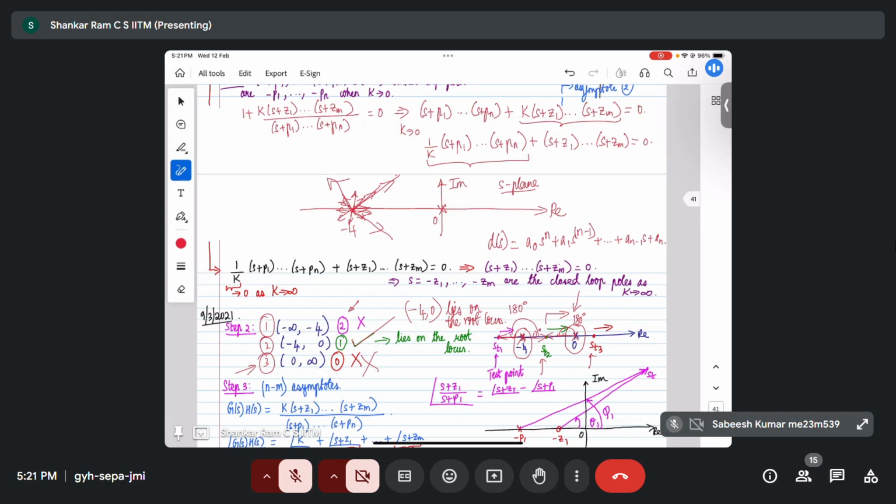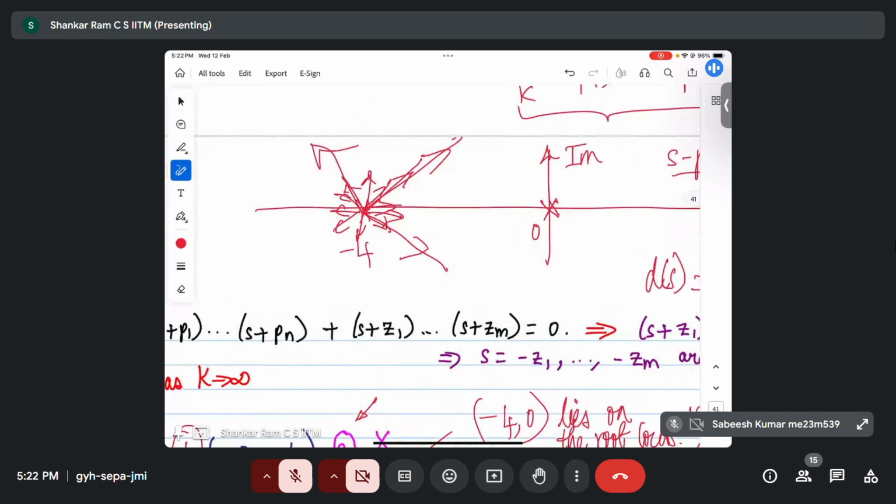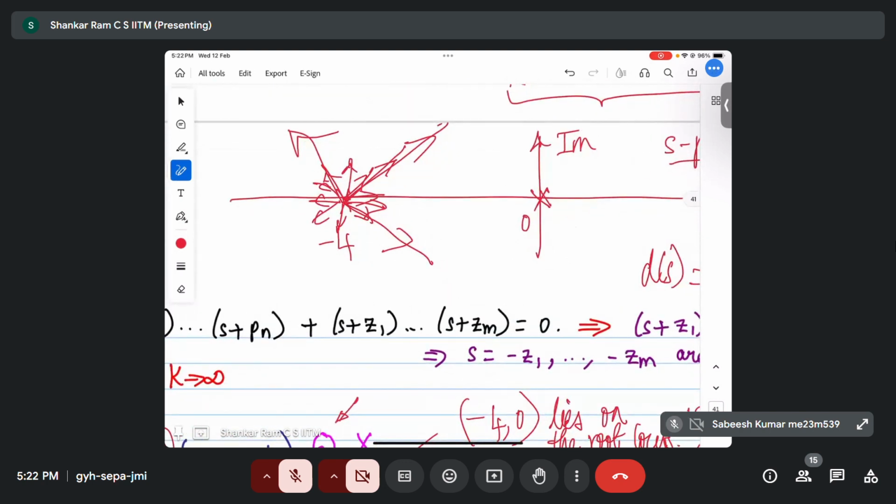Now coming back to this root locus example that we are doing, if we look at the open loop pole at -4, we see that it is appearing only once. Its multiplicity is only 1, because there is only one open loop pole at -4. It's not a repeating open loop pole. So consequently, we can have only one branch of the root locus starting from -4.